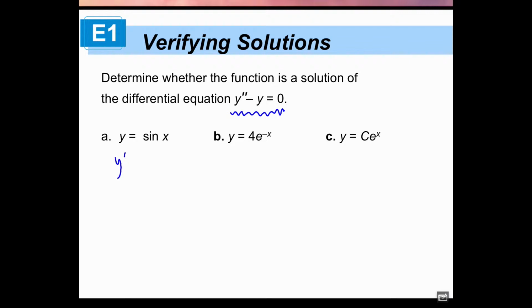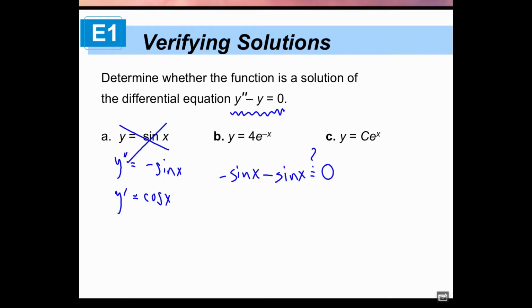What's y double prime? Negative sine. Jesse, how'd you get that? Because if you take the derivative, it's cosine, and then the derivative again, you'd get negative sine. Okay, so does it satisfy the differential equation? Well, we know what y double prime is. Negative sine of x minus y, which is sine of x. Does that equal 0? No, doesn't work.